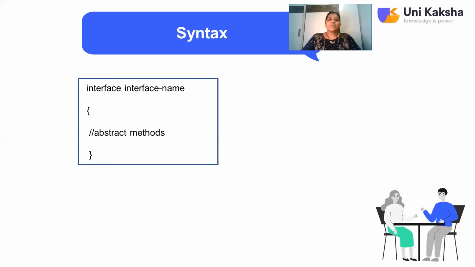This is the syntax for writing interfaces. You have to declare the interface by using the interface keyword, and the interface name can be anything, like you give to a variable or class. The same rules are applicable here. Inside the interface, you are just going to include the abstract methods and the static variables or static constants. So this is the syntax of your interfaces.